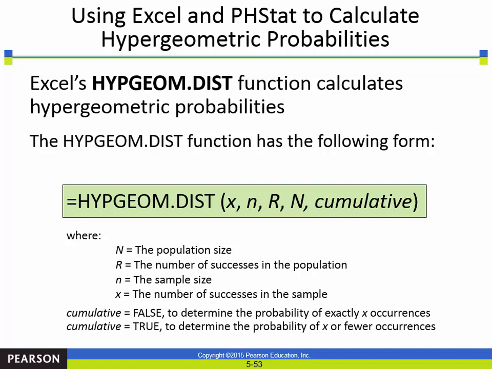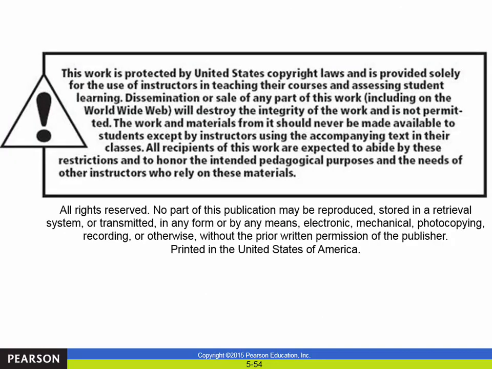Again, N is the population size, big N. R is the number of successes. n is the sample size, X is the number of successes in the sample, and then the cumulative, true or false. And that's it. All right.